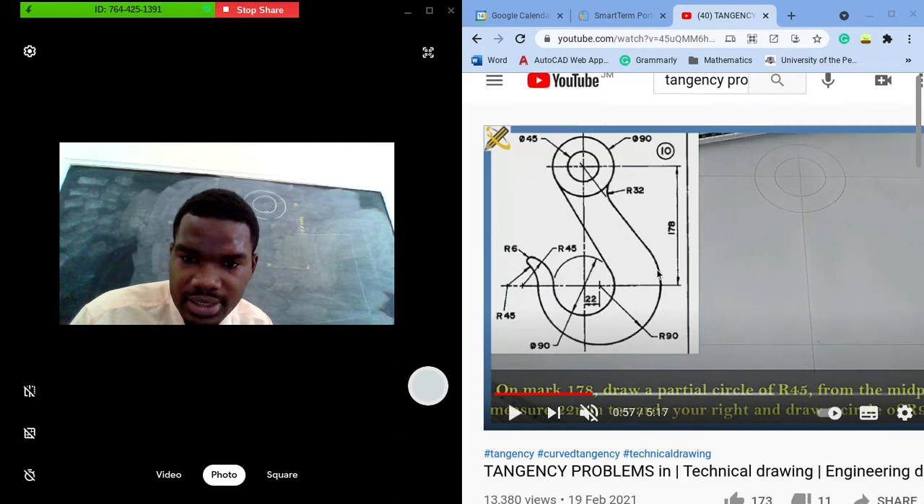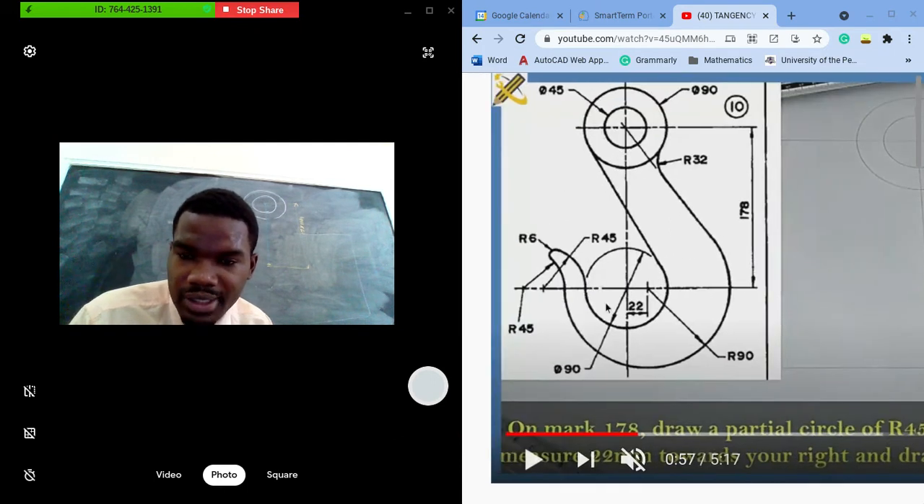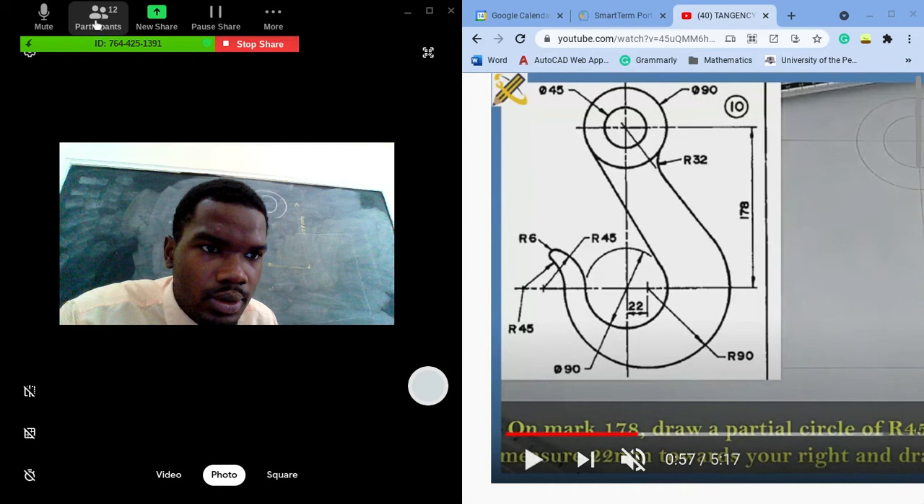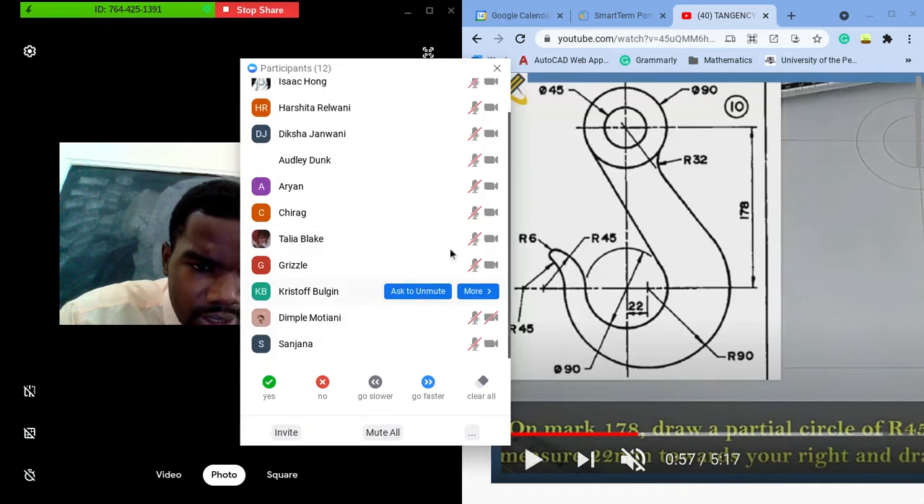So my question is, which part of the circle would be partial? Would it be this curvature, or the curvature on the opposite side? Which would be brightened and which would be a construction? That question goes to Talia.